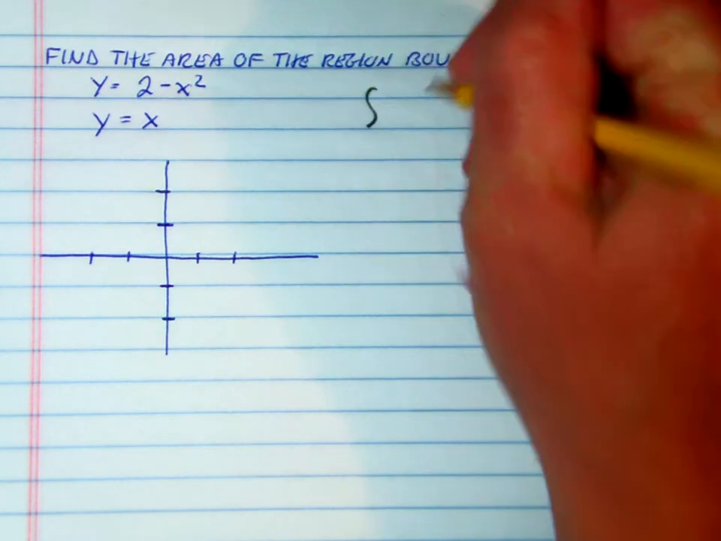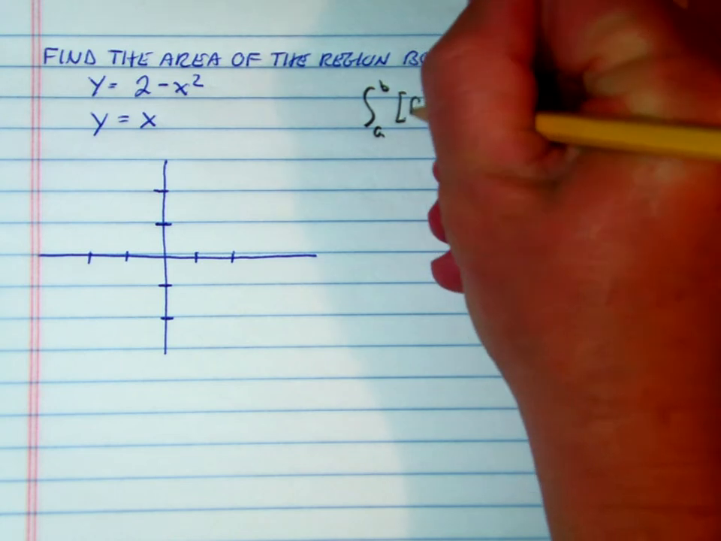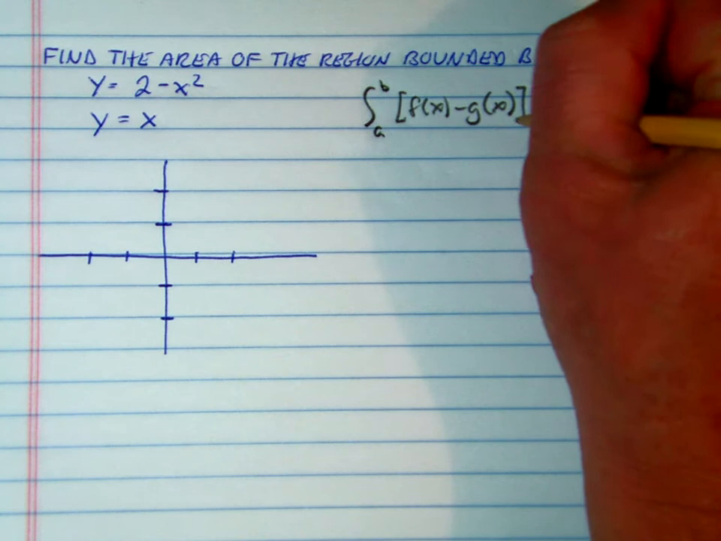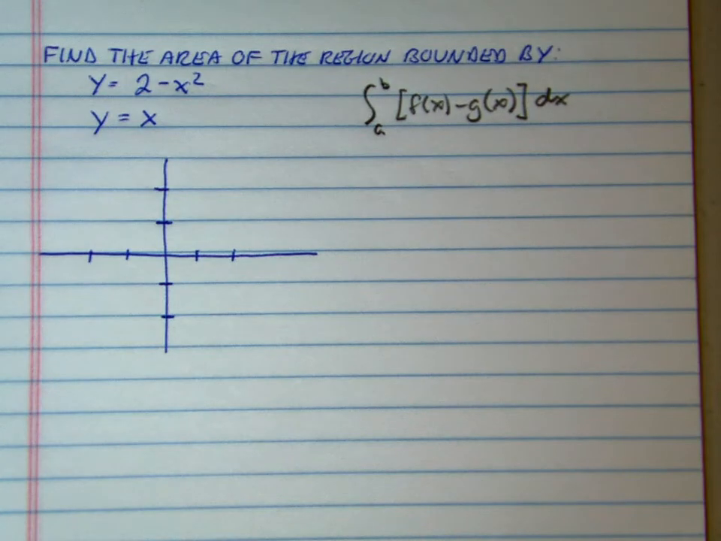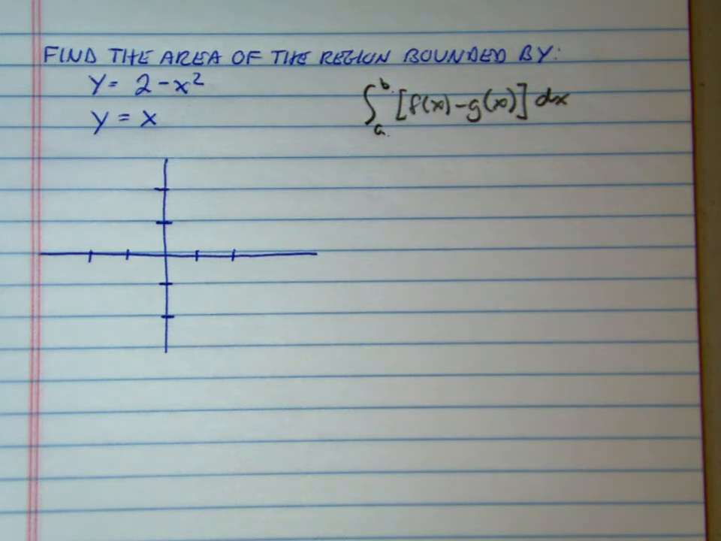So to answer this question, we need to integrate from a to b, f of x minus g of x with respect to x. What we don't have in the problem is that a and b value.